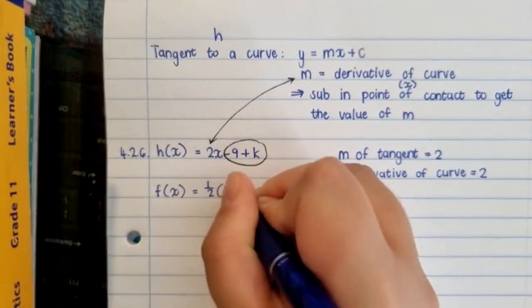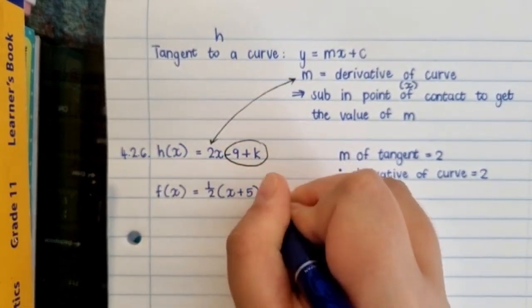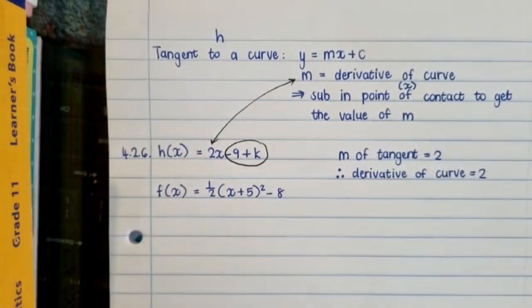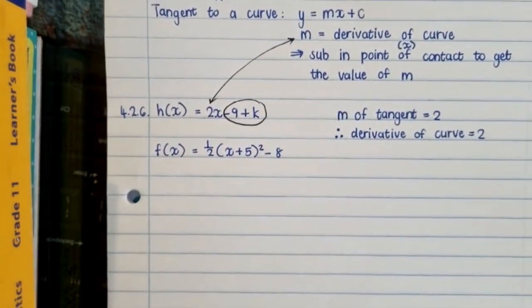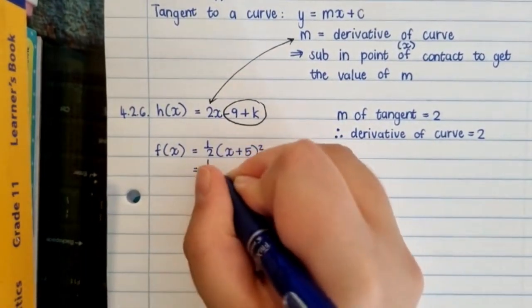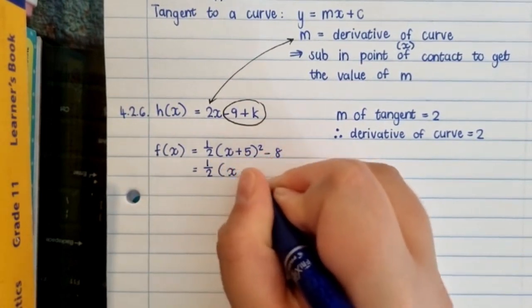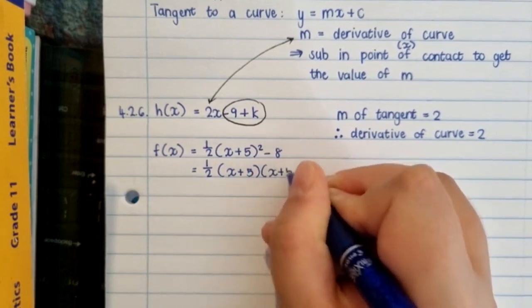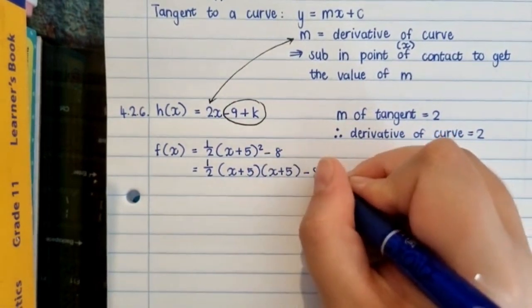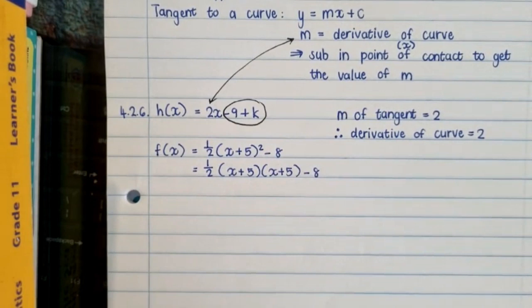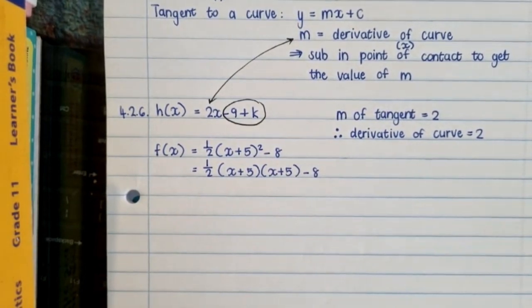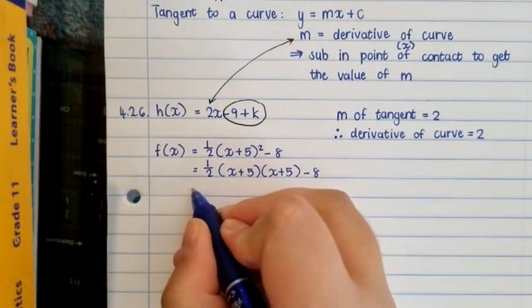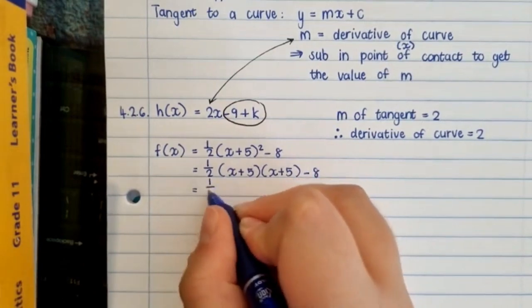So it was a half x plus 5 squared minus 8. Okay, now I'm going to write it like this. There is a shortcut for squaring a bracket. If you know that shortcut, you are more than welcome to do it. But if you don't know the shortcut, then it's better to just multiply it out. Chain rule is not in core maths. Chain rule is only taught in AP. So if you do AP, then you are welcome to use chain rule, but it's not in the core maths syllabus.